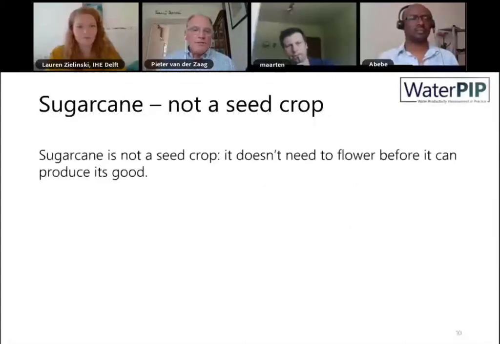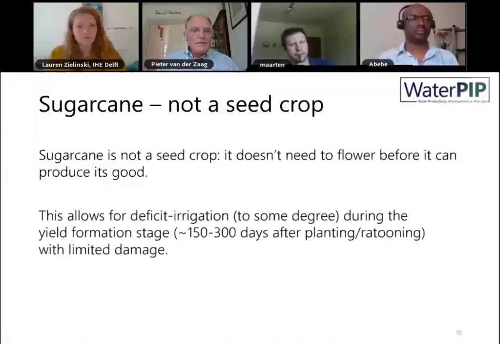And fortunately, sugarcane is not a seed crop. It doesn't need to flower before it can produce its good, unlike, for instance, all the grains. So for the grains, you first have to put water on the crop before you can harvest anything. Not so with the sugarcane, and this has an implication that during the yield formation stage, more or less 150 to 300 days after planting or ratooning, you can do deficit irrigation with limited damage.